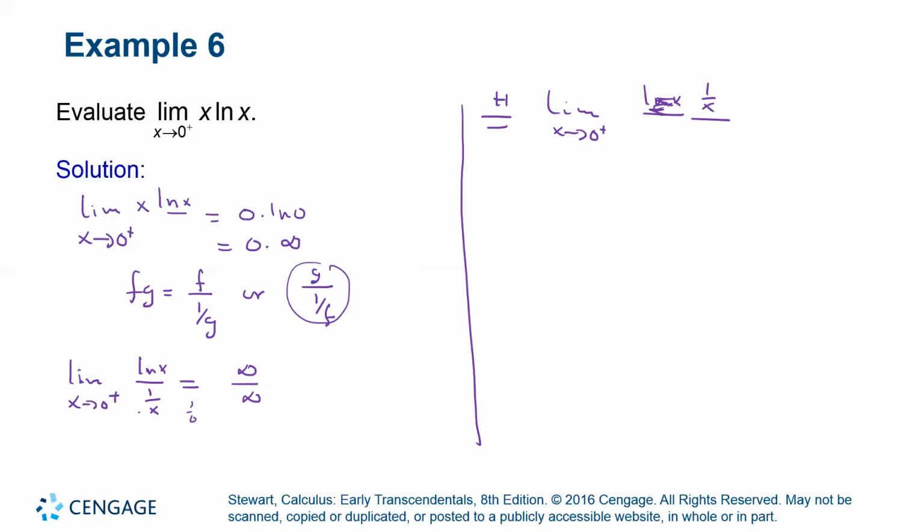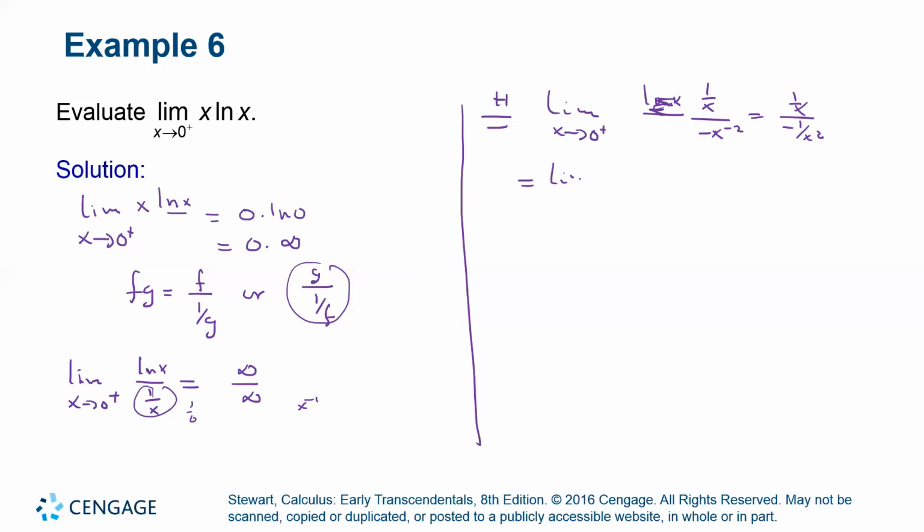And if you differentiate the denominator, which is the same as x to the minus 1, you have minus x raised to minus 2. Okay. So how do you simplify that? This is the same as 1 over x divided by negative 1 over x squared. Okay, so let's simplify this.